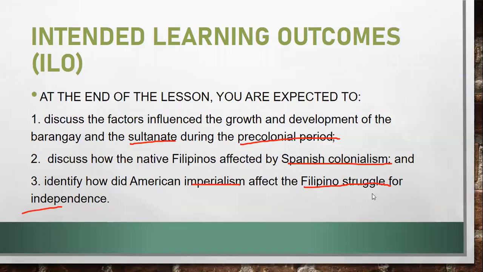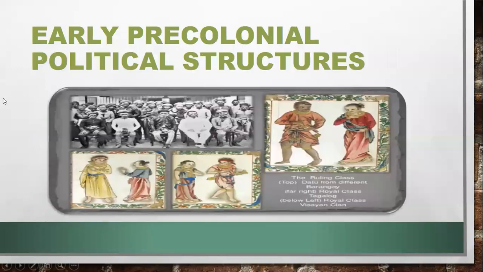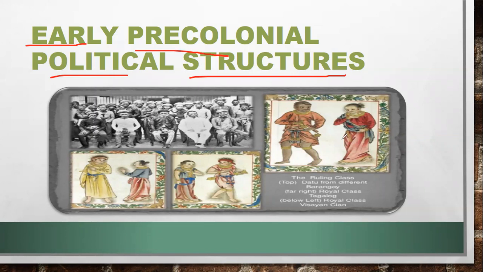Now, let's go to the next slide. This is the early pre-colonial political structure. At first, there were datos from different barangays. We also have the royal class for the Tagalog, and the royal class for the Visayan clan.